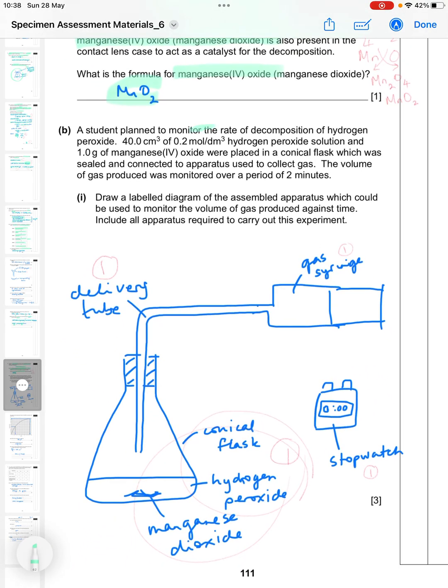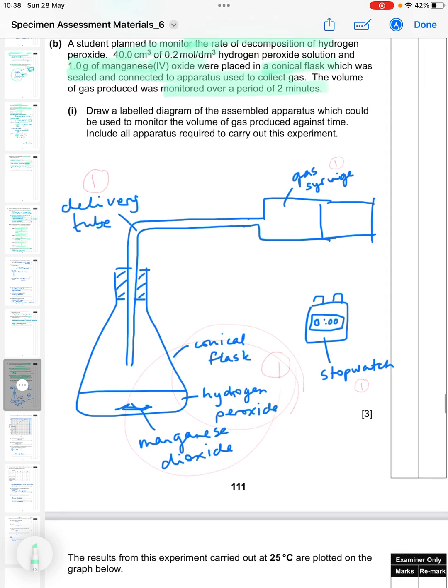The student planned to monitor the rate of decomposition of hydrogen peroxide. So 40 cubic centimetres of 0.2 molar hydrogen peroxide and 1 gram of manganese oxide were placed in a conical flask which was sealed and connected to apparatus used to collect gas. The volume of gas produced was monitored over a period of 2 minutes. Draw a labelled diagram of the assembled apparatus which could be used to monitor the volume of gas produced against time. Include all the apparatus required to carry out the experiment.